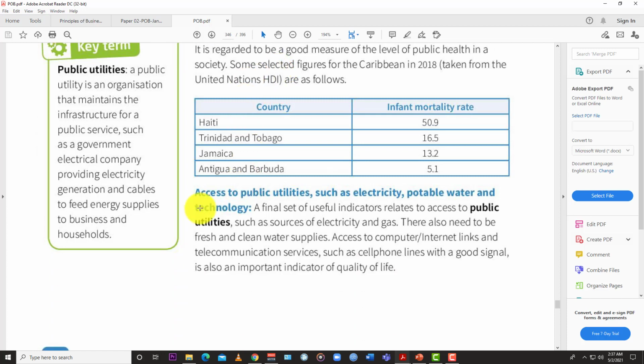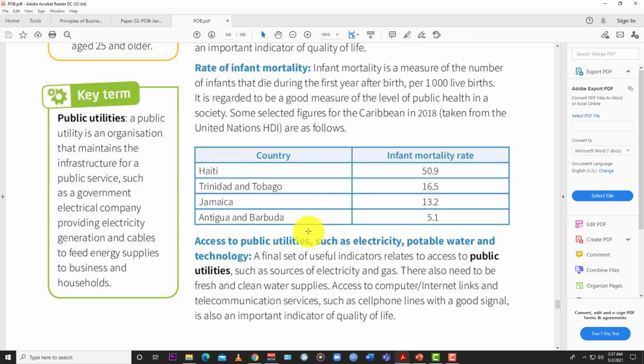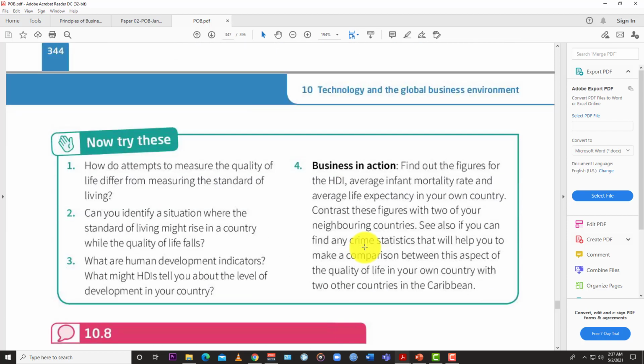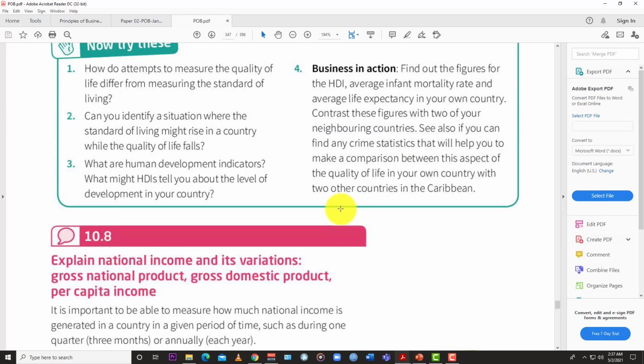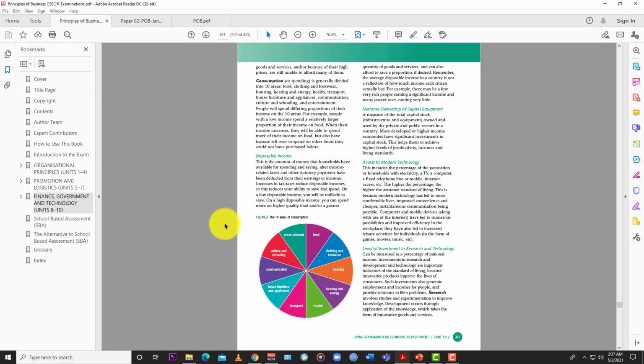Then you have the access to public utilities such as electricity, potable water, and technology. So access to these things in a country can help to determine the quality of life. Could you imagine not having access to clean water? No, that's a problem. Or electricity, that's a problem. So that would reduce the quality of life. And so those are indicators of a country's quality of life.